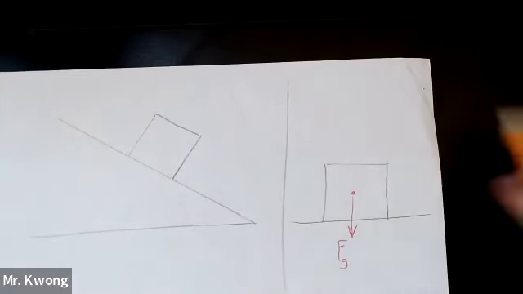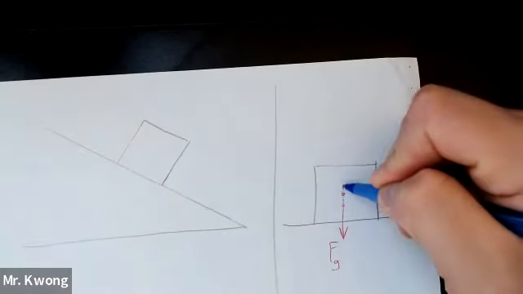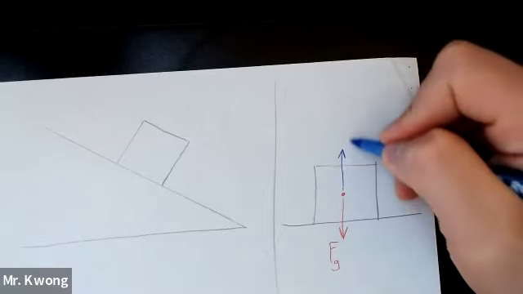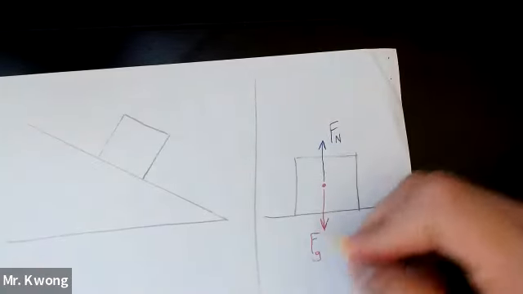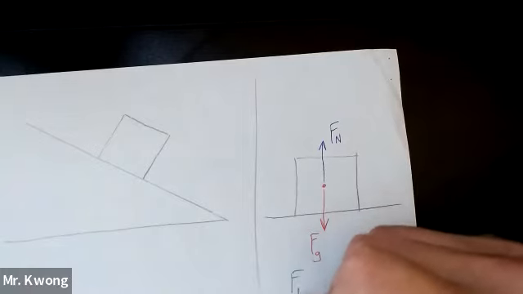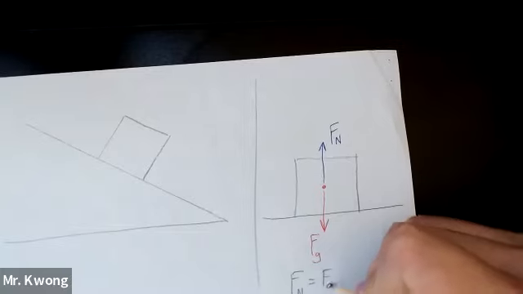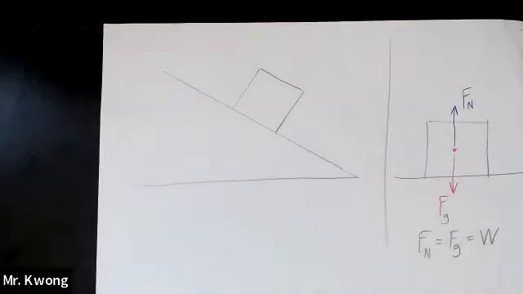So in the force of gravity on this box, we know that the normal force is in the opposite direction, directly opposite. And we've always said that it's equal in magnitude. So we've said in this scenario that the normal force is equal to the force of gravity and is therefore equal to the weight.